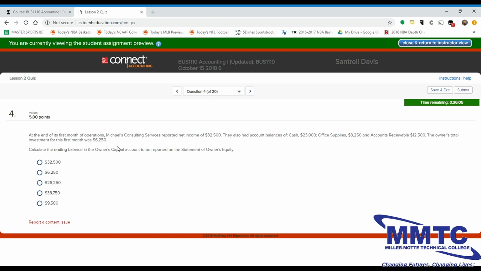Okay. So they gave us cash, which really has nothing to do with owner's equity. They gave us supplies, and then they gave us accounts receivable. So what we need here is net income, and how much the owner invested in the company, right? So we're going to add those two. 38,750. Y'all agree with that? Owner's equity is net income plus or minus any additions or withdrawals of investments from the owner.